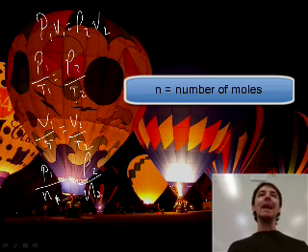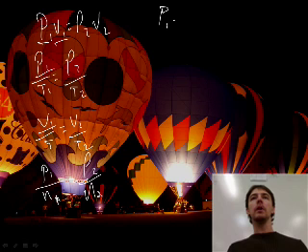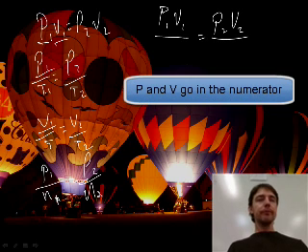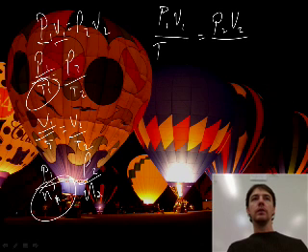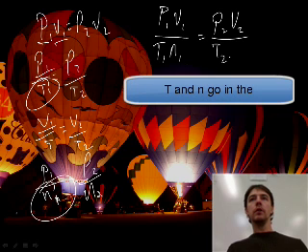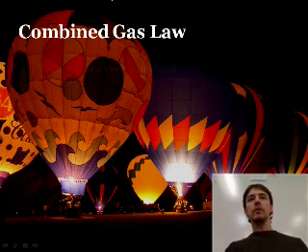So what we're going to do is we're going to combine these. So let's look at everything that's in the numerator. Everything in the numerator is the P and the V. We notice P's here and V's here, always the numerator. So let's put those in the numerator. P1 V1 over something equals P2 V2 over something. Well, what's it over? Everything in the denominator. Temperature is the denominator and moles are in the denominator. T1 and N1, T2 and N2. This is the combined gas law.